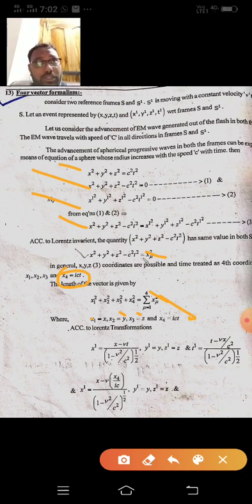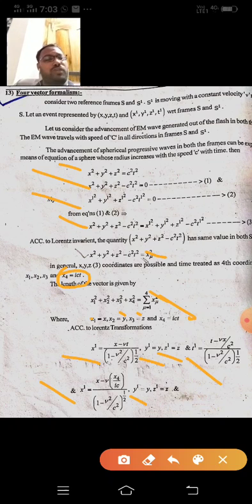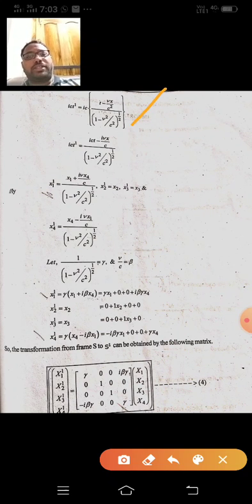According to the Lorentz transformations, x dash equals (x minus vt) by under root of 1 minus v square by c square, y dash equals y, z dash equals z, and the fourth one, t dash equals (t minus vx by c square) by under root of 1 minus v square by c square. Substituting x1, x2, x3, x4 or x, y, z values in the above equations, we get x dash equals (x minus v into t), whereas t equals x4 by ic, by under root of 1 minus v square by c square, y dash equals y, z dash equals z, and ict dash equals ic into (t minus vx by c square) by under root of 1 minus v square by c square.